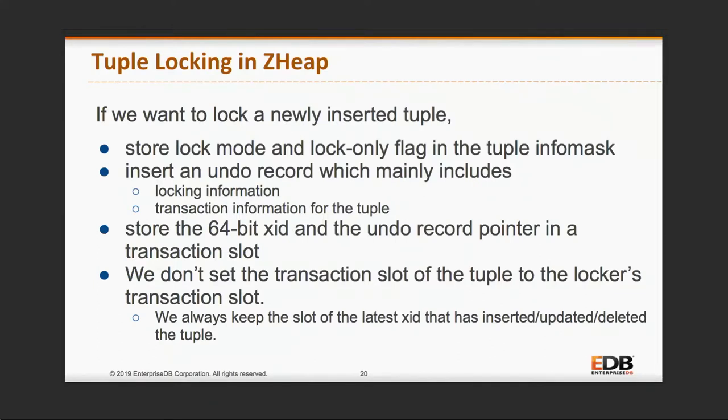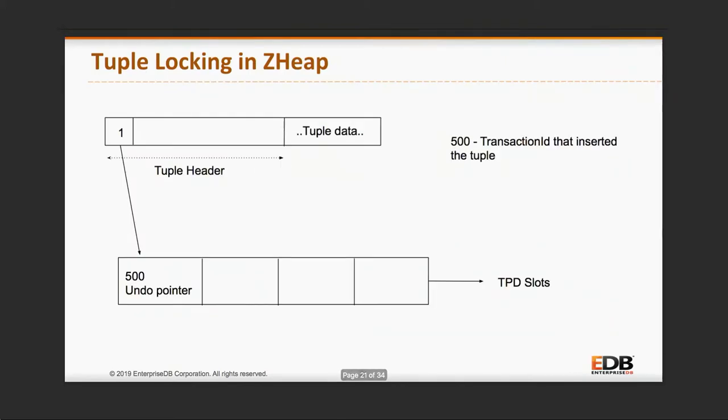And the last point is interesting. Whenever there is a latest transaction ID that modifies the tuple, we keep the corresponding transaction slot on the tuple. But for lockers, we don't do that, right? So I'll explain in this diagram.